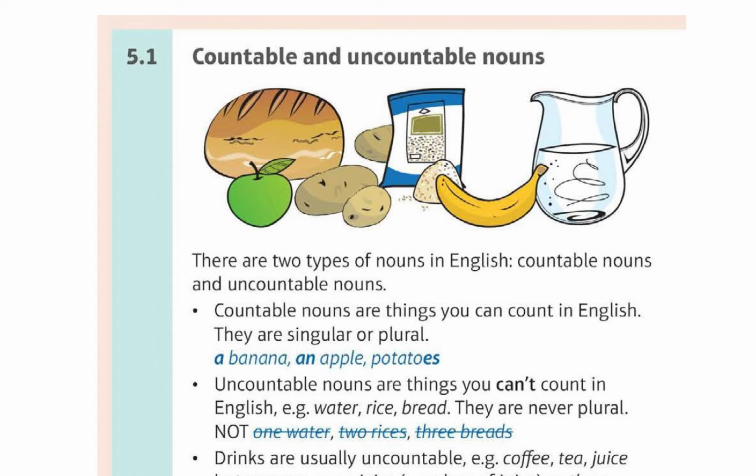Countable and uncountable nouns. There are 2 types of nouns in English: countable nouns and uncountable nouns. Countable nouns are things you can count in English. They are singular or plural. A banana or 2 bananas, an apple, potatoes, there is 1 potato, 2 potatoes, 3 potatoes. Uncountable nouns are things you can't count in English. For example, water, rice or bread. We cannot say 2 water. We can say 2 bottles of water, but we cannot count water in English, or rice or bread. They are never plural. We cannot say one water or two rices. We can only say some water or some rice.